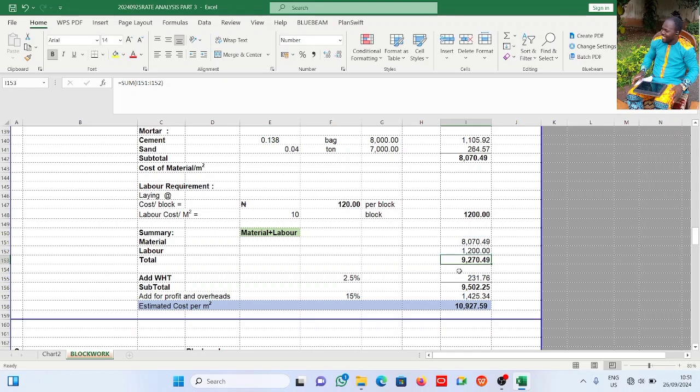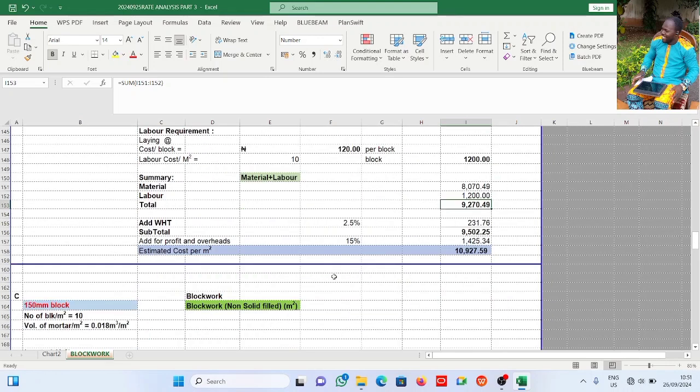Then we add withholding tax, we add profit and overhead, and you can also see profit and overhead at 25%, or profit and overhead 20%, or 15%. All right. It may not be stated that you have to add withholding tax. It may or may not be shown. Please take note of that.